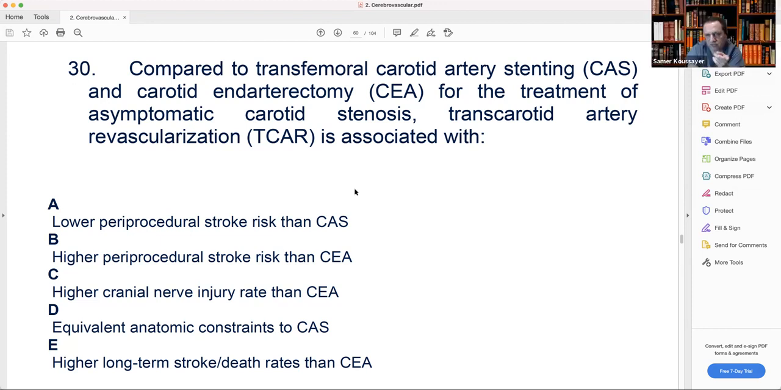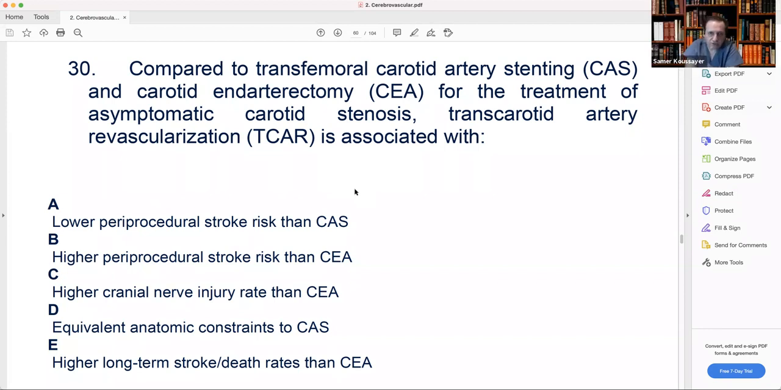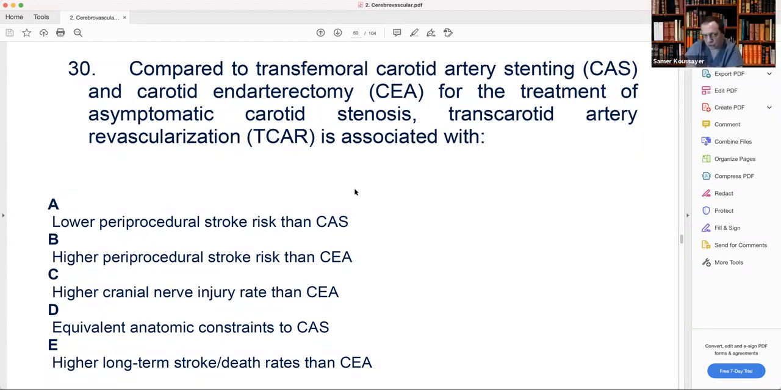The advantage of TCAR over CAS, the stenting, is that you don't have to go through the arch. Because if you have a diseased arch, most people embolize even before you put in a filter, since you have to go through the arch to the common and the internal carotid before you put the filter. So if you have a diseased arch, you can get TIAs and stroke even before you place a filter. But if you use TCAR, trans-carotid, you don't have to go through that, so you have less chance of stroke. So it shows less chance of stroke than CAS.